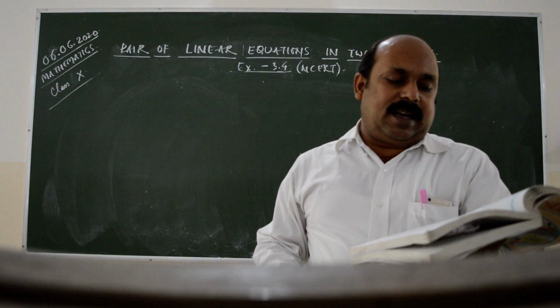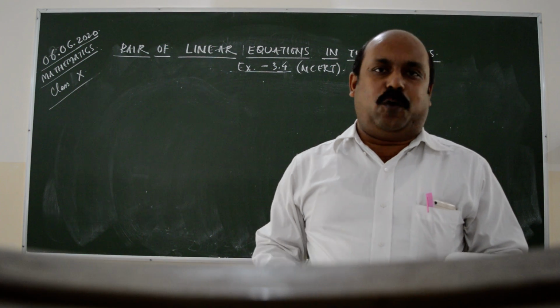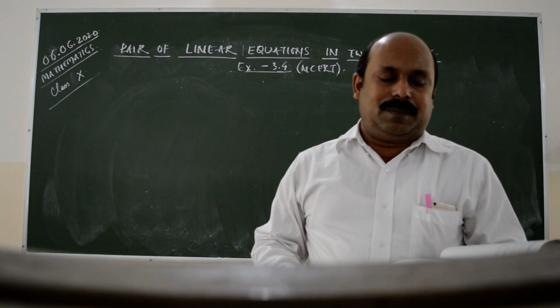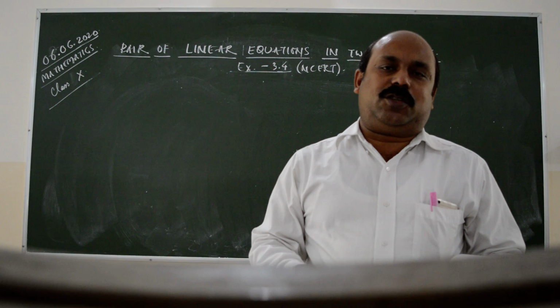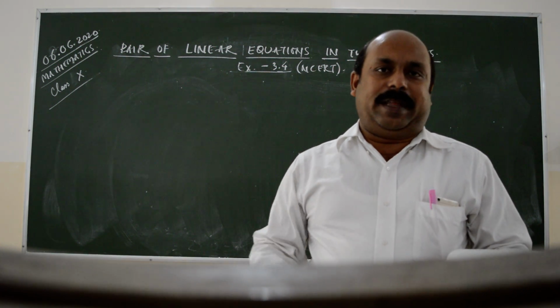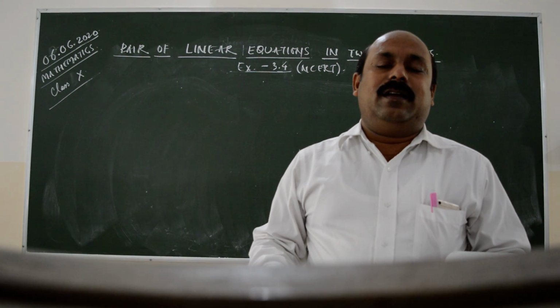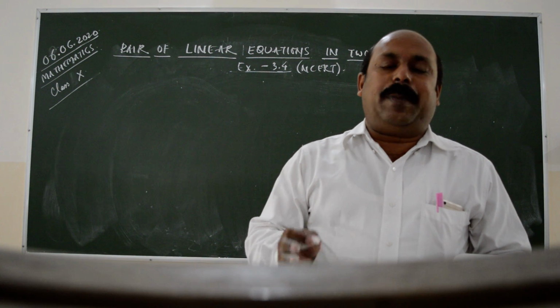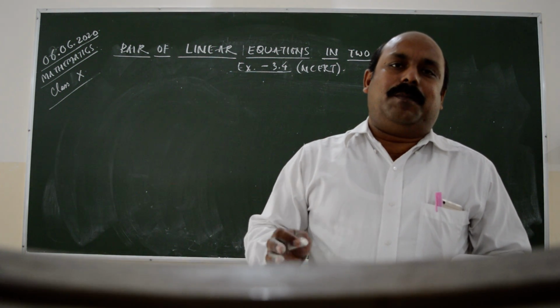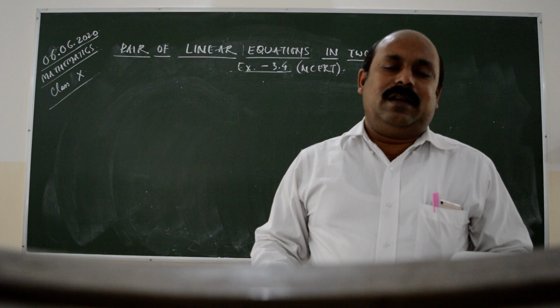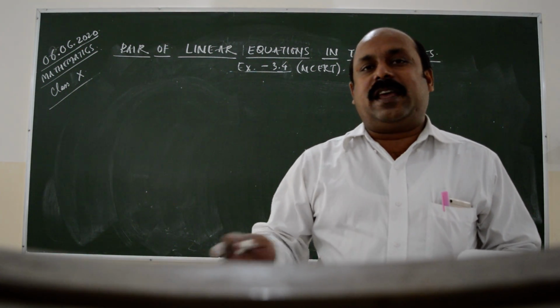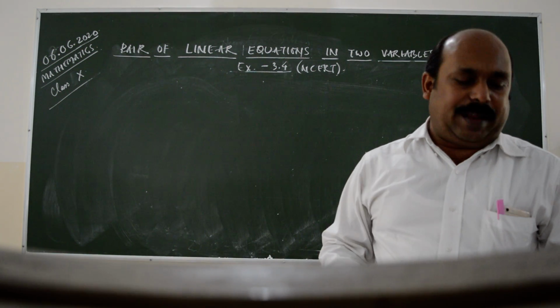Today we are going to discuss exercise number 3.4 of NCERT. This exercise is based on the elimination method. We call it solving a pair of linear equations by elimination method, and elimination is done by equating the coefficients of any one variable.